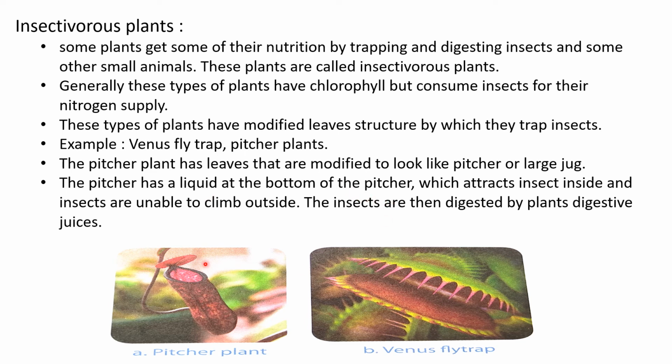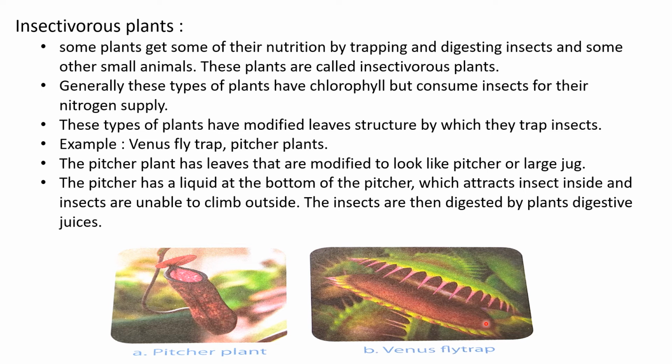So when the insect comes inside and thinks that this is a flower, it will take the honey or nectar. At that time, a liquid-like structure at the bottom will stick to their legs, so the insect cannot climb up and get outside. The insects are then digested by the plant's digestive juice. After that, they will cover their leaf, and digest the insect with their digestive juice.